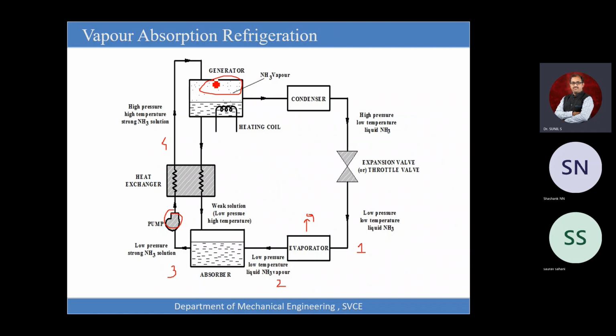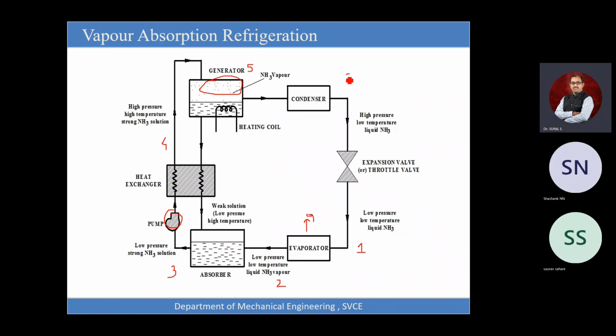So the remaining water will be sent back to the absorber. In the process of going back, whatever heat is there, it will give to the cold ammonia solution. Are you understanding? Now what do we have at this point 5? At point 5, we have high pressure, high temperature ammonia vapor, correct? In the pump, you are adding the pressure. Through the coil, you are adding the heat. So that high pressure, high temperature ammonia vapor will be there.